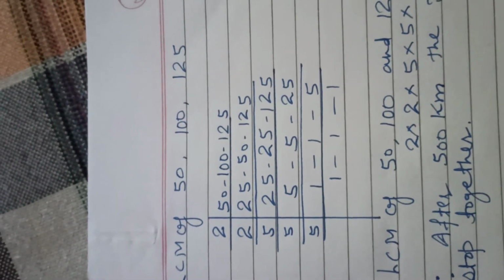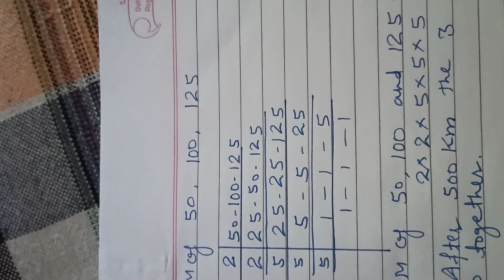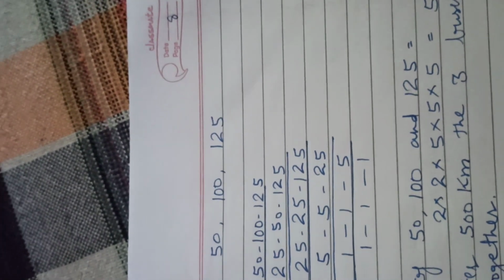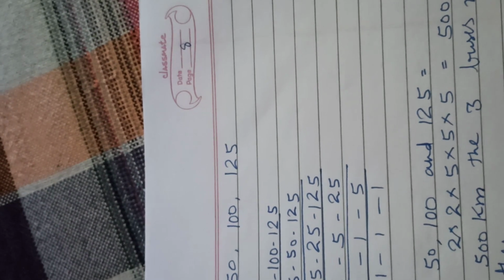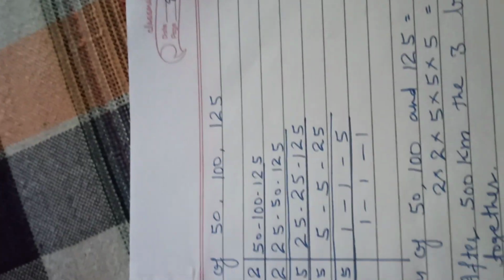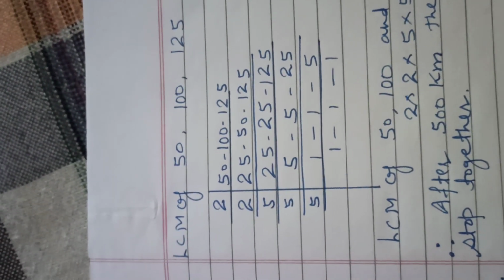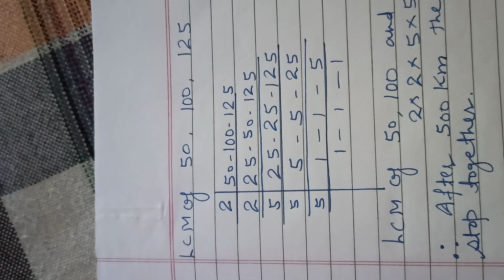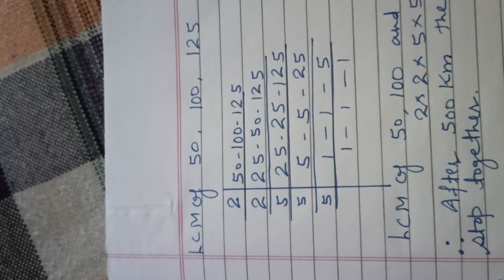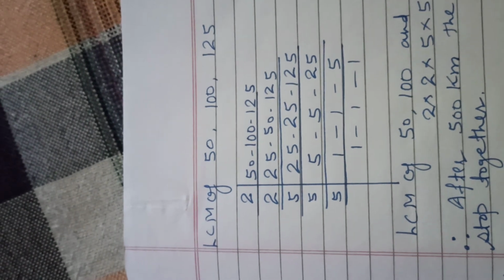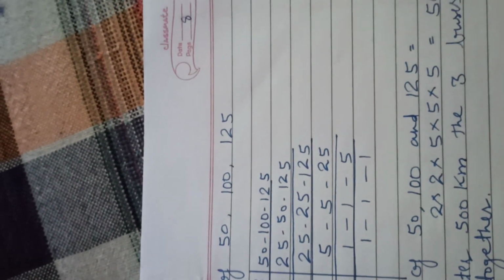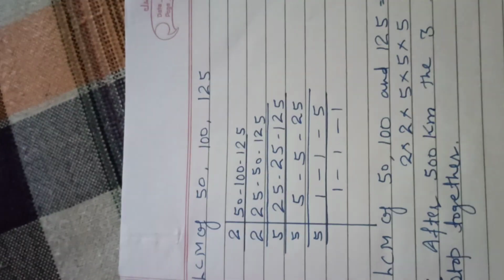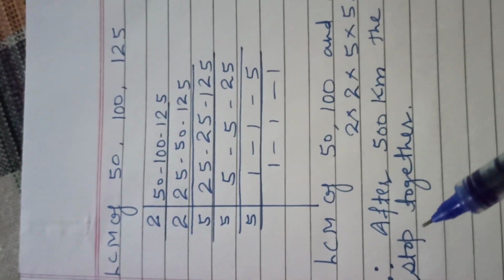So LCM of 50, 100 and 125 is equal to 2 into 2 into 5 into 5. We will get 500 as the LCM. So we have to ask here, after how many kilometers will they stop together? We can say that after 500 kilometers, the 3 buses will stop together.